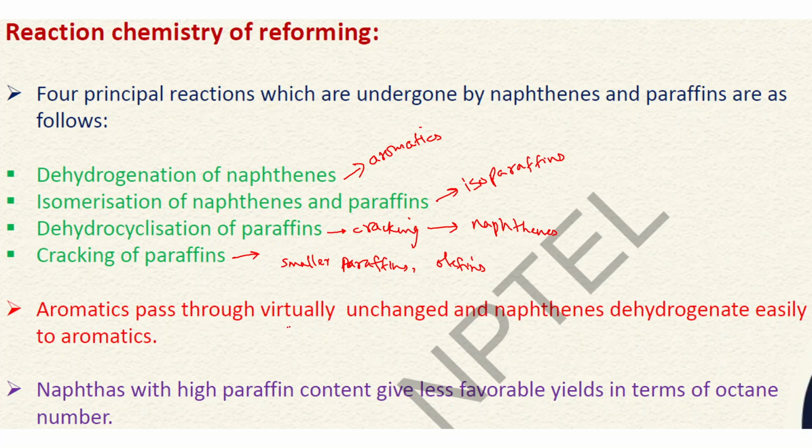So aromatics pass through virtually unchanged, and during this reforming procedure, what is our main requirement? We need to produce aromatics and isoparaffins.